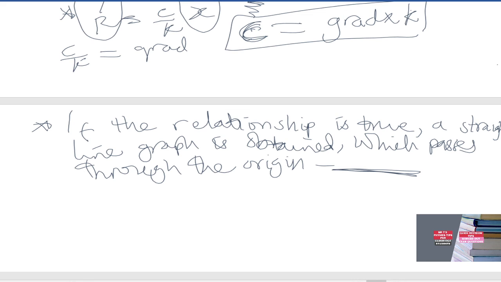So I said there are two statements there. The first statement is a graph of R versus X is plotted, and then if the relationship is valid, then a straight line graph is obtained which passes through the origin.